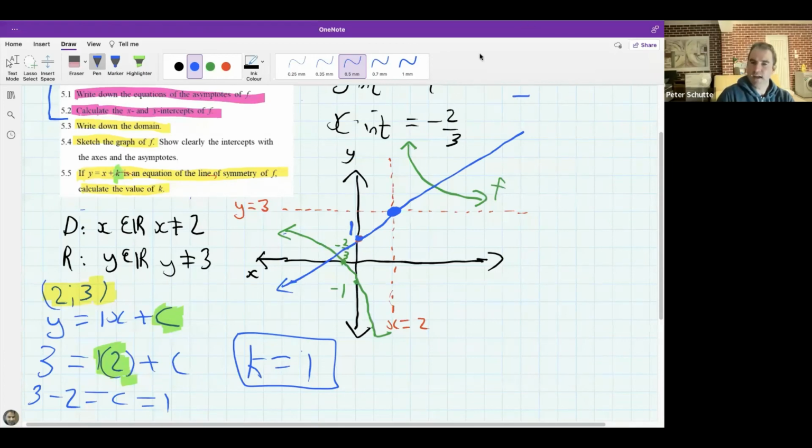Okay, so guys, I hope that you're feeling a little bit better about lines of symmetry. If you're feeling okay about lines of symmetry in hyperbola, give us a thumbs up. If you're feeling still quite lost, give us a thumbs down. I just want to get a feel for the group.